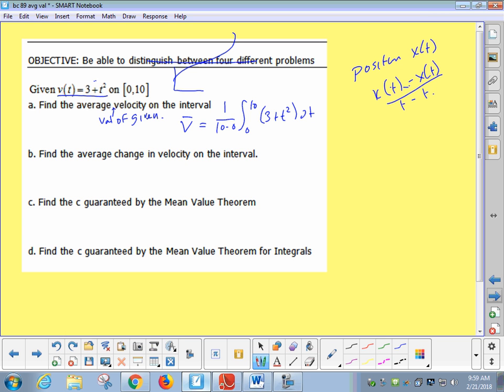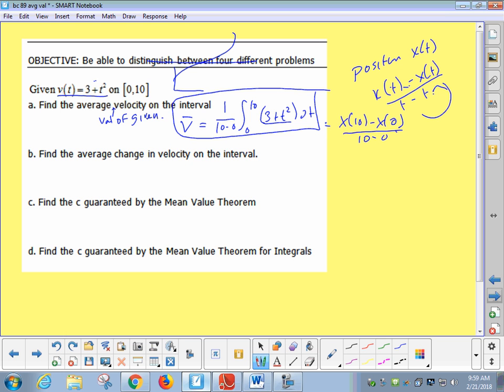I don't want to confuse you, but I also want to feed those of you who are so brilliant. Side note, this is velocity, right? What's the antiderivative of velocity? Position. So if you anti-differentiated this, wouldn't this be position at 10 minus position at 0? Isn't that average velocity? Yeah. So that's actually another way it's developed, by the way. Backwards kind of way.